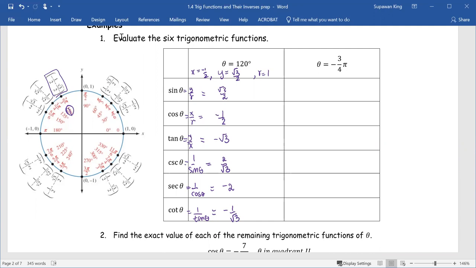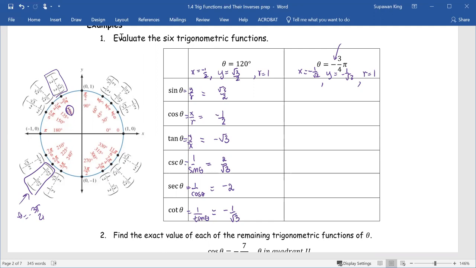For theta in the form of negative 3 over 4 pi, this is a negative angle. It goes clockwise from the positive x-axis, which is equivalent to the angle theta by pi over 4. So we look at the ordered pair, x equals negative 1 over square root 2, and y equals negative 1 over square root 2. Again, this is a unit circle, so r equals 1.